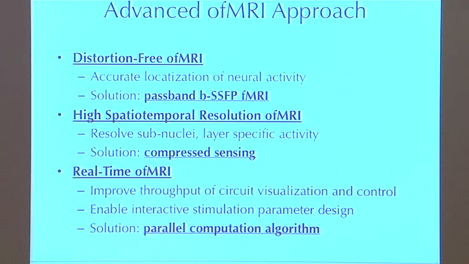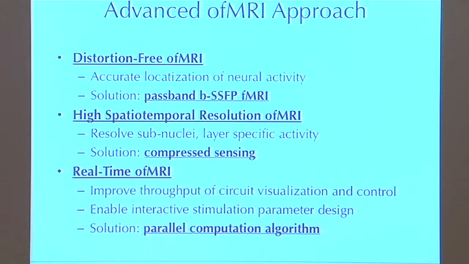And in order to efficiently sort through these parameters and analyze this brain circuit, one of the things you would really like to have is this real-time imaging capability, where you would like to improve the throughput of the circuit visualization and control, and also enable interactive stimulation parameter design. Just like when you're doing electrophysiological recordings within the brain, you would like to have the ability to look at what the response of certain parameter is to select your next parameter that you want to look at. And so for that, we utilize the parallel computation approach.